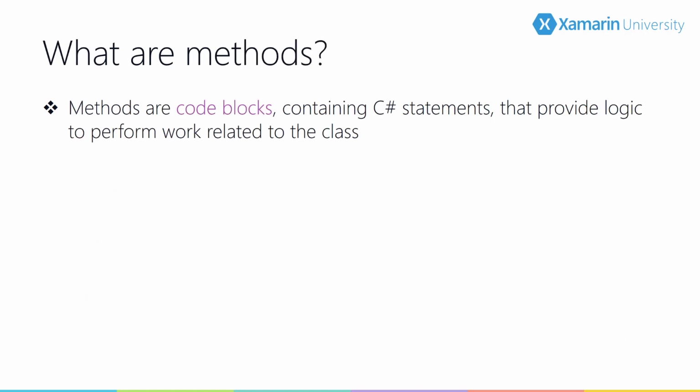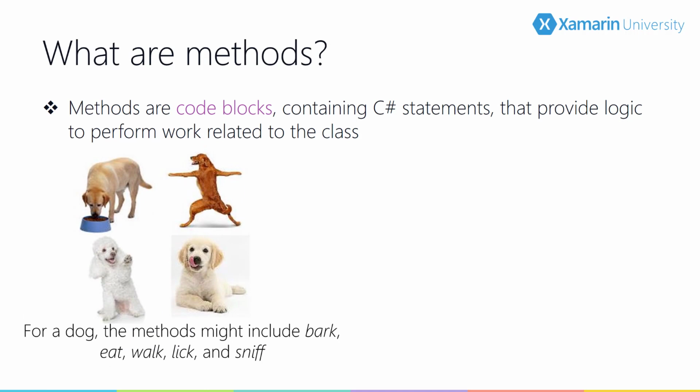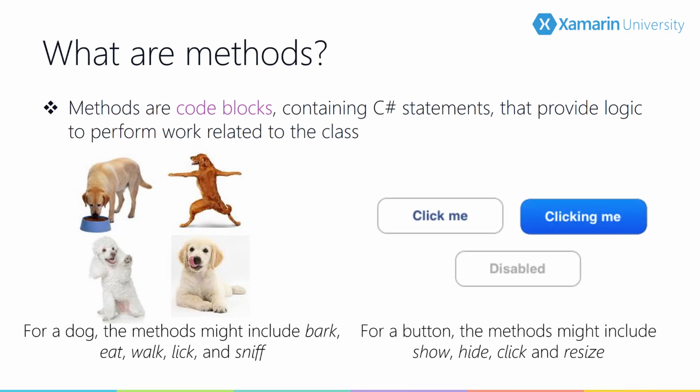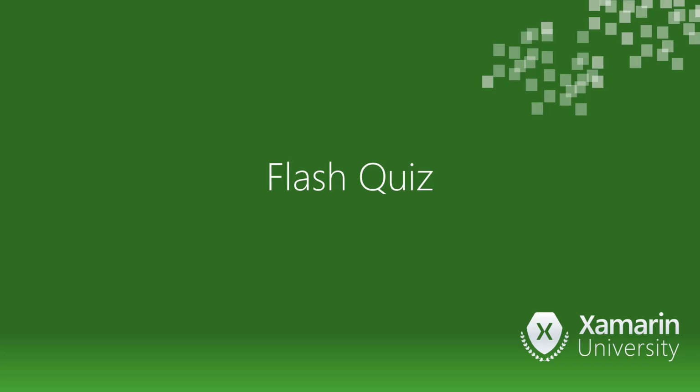And the same idea applies for methods. Methods are just code blocks that contain C# statements that provide logic to perform work related to the class. So these are your actions for your class. For example, if we had a dog again, these are things like bark, eat, walk, lick, sniff. Notice that these are actions, things that the dog can do. And the same idea for a button, we would have things like show, hide, click, and resize. Actions for a button.